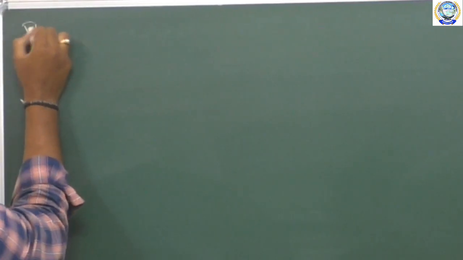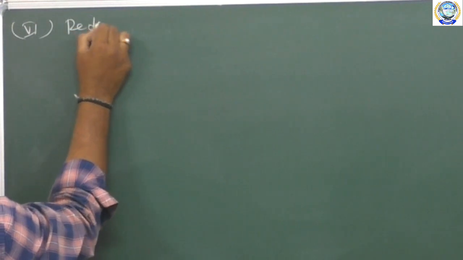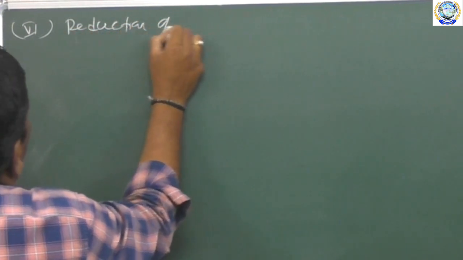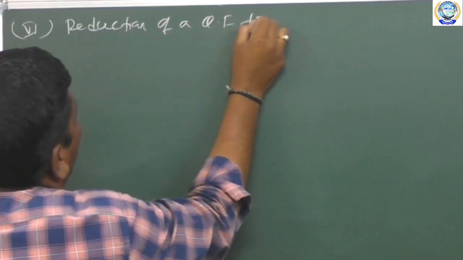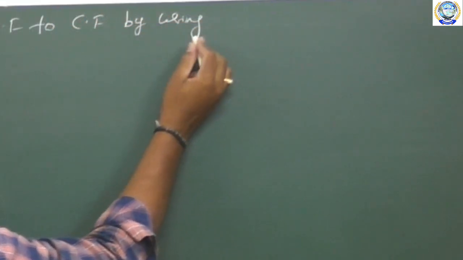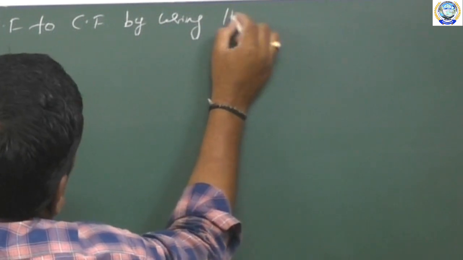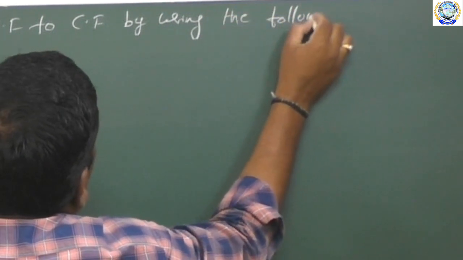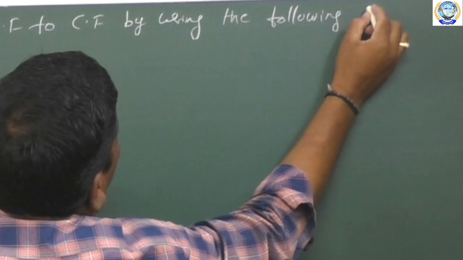Topic: reduction of a quadratic form to canonical form by using the following three methods.